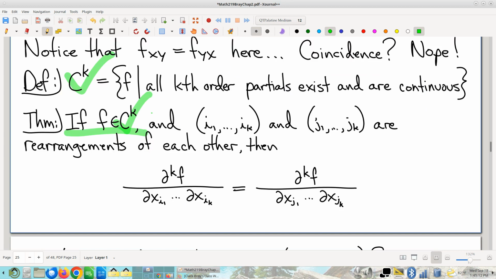When this happens, if your function is C^k, then you get this lovely conclusion that it doesn't matter which order you take the partials. You can do xy or yx, whatever, it's all the same.